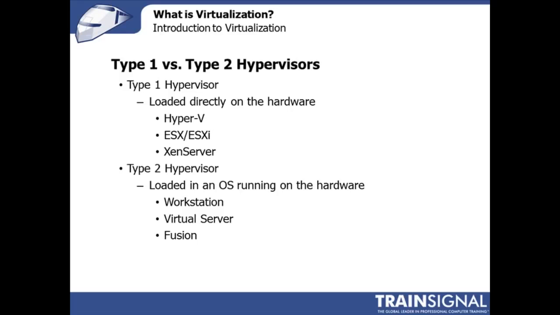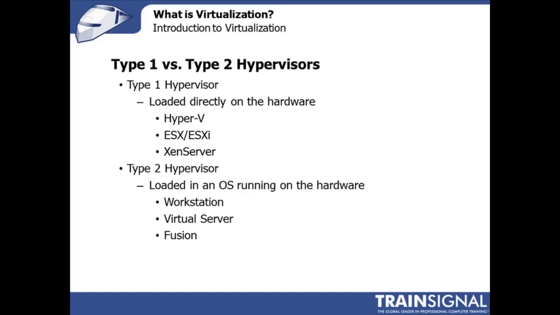So Type 1 hypervisors like Hyper-V, ESX, ESXi, and Xen Server are to be used in the data center. That's where you have a dedicated physical server. You load these virtualization products or these hypervisors on that server, and then you consolidate as many physical servers as virtual machines onto those virtual hosts using the Type 1 hypervisor. That's because you're going to get the best performance with those Type 1 hypervisors.